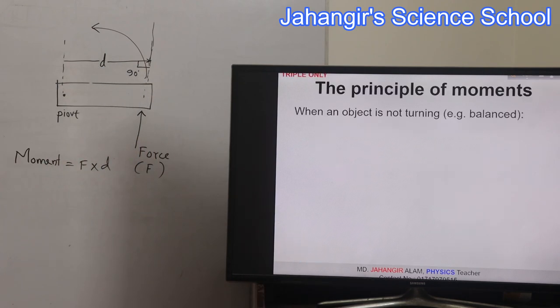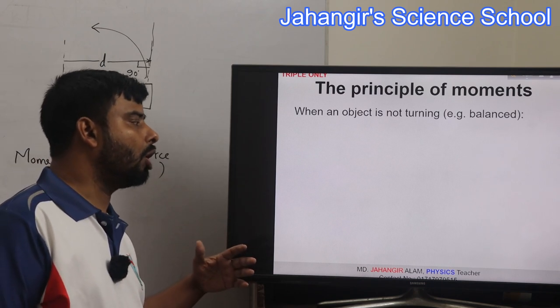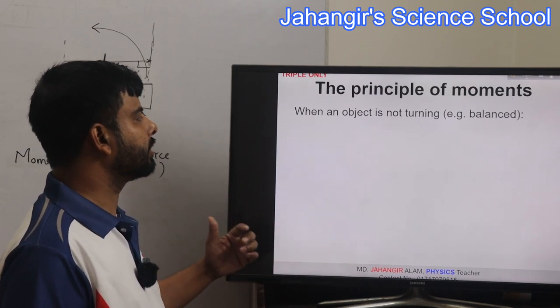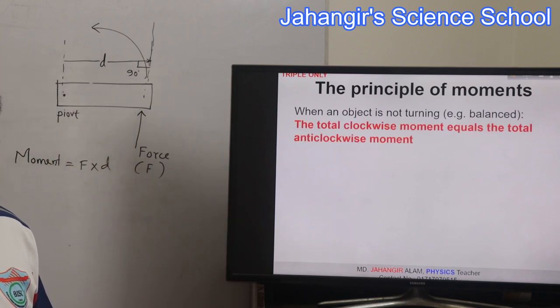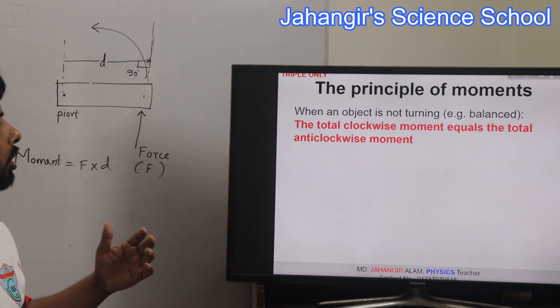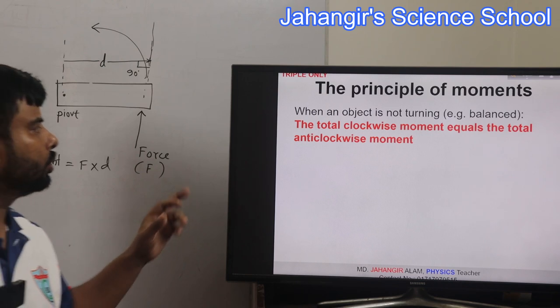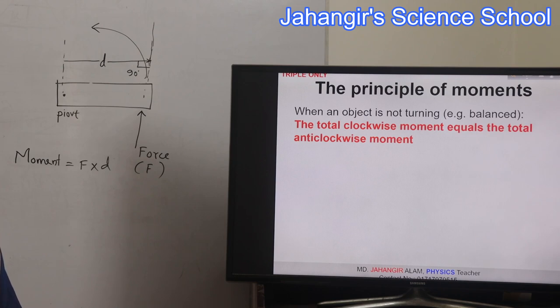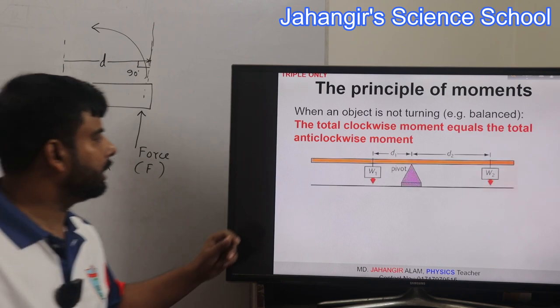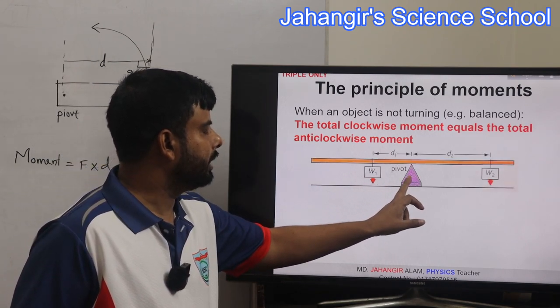Now, principle of moments. When an object is not turning, that means it is balanced. So when an object is in equilibrium, remember, total clockwise moment is equal to total anti-clockwise moment. Look at the diagram here. This one is a pivot.